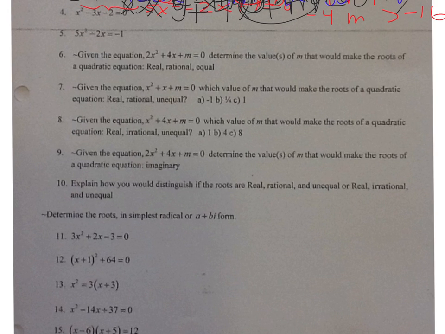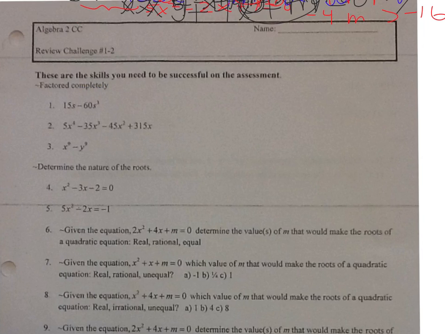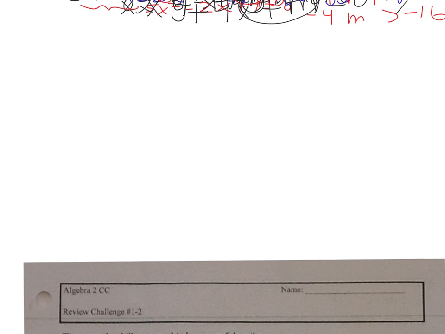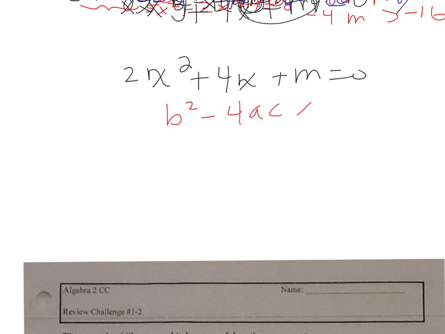Okay, so 9 says, given the equation, determine the value of m that would make the roots imaginary. Okay, so let me write down the equation for number 9. So it's 2mx squared plus 4x plus m is equal to 0. So I want my roots to be imaginary. That means b squared minus 4ac has to be less than 0. It means it has to be negative. So it's 4 squared minus 4 times 2 times m is less than 0.